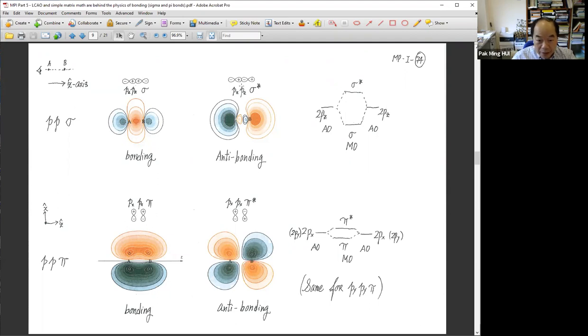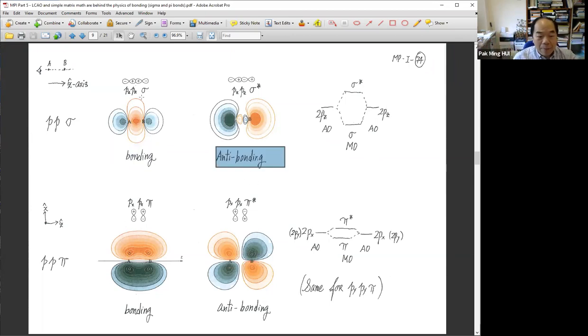The minus linear combination has a nodal plane in the middle because they subtract each other exactly at the midpoint, okay? So you see there is a zero point in the middle, okay? And if you extend it to three dimensions, the whole plane cutting through the midpoint is a zero plane, okay? That is called a nodal plane, okay? Now, that is bonding and anti-bonding when they point to each other.